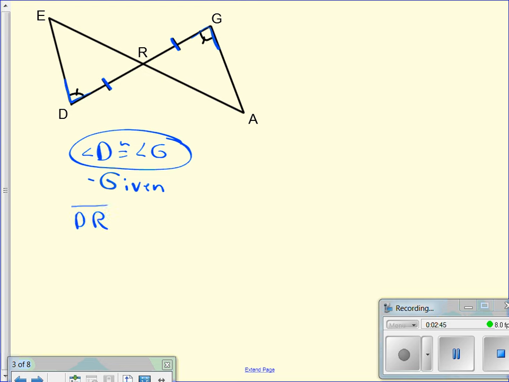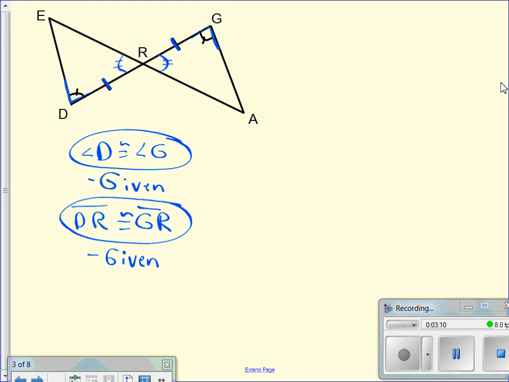DR is congruent to segment GR. And the ordering of those letters is kind of up to you. Not a big deal. That reason's also given. Awesome. I got a lot of stuff just from reading the diagram. Now I've got to go a step further, though. From just straight up geometry 101, I see what's happening here in the middle. There are two what are called vertical angles.